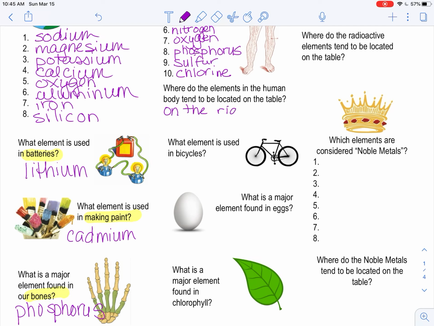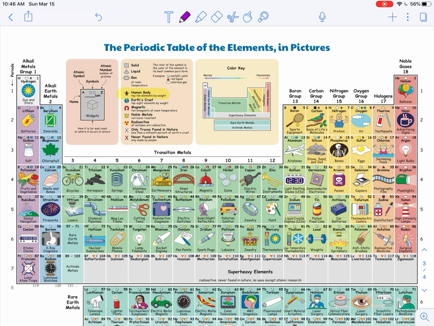All right. Which element is used in bicycles? This one should be easy enough. We're just going to come down here and see where we see a bike. Oops, try to get rid of our notes from the last question. Okay, so where do we see one that has a picture of a bike? Right here, and it's scandium.